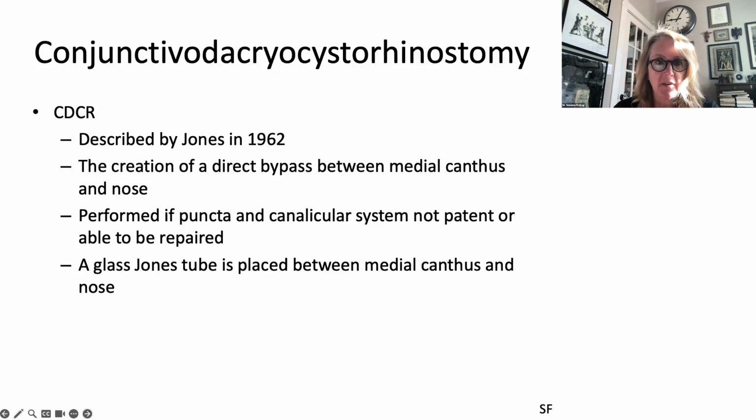Another procedure that we use for upper system obstructions is a conjunctivodacryocystorhinostomy, or CDCR. This was described by Dr. Jones in 1962. This is a creation of a direct bypass between the medial canthus or ocular surface and the nose. This is used if the punctum and canalicular system are not patent or able to be repaired. And a glass tube called a Jones tube is placed between the medial canthus ocular surface and the nose.